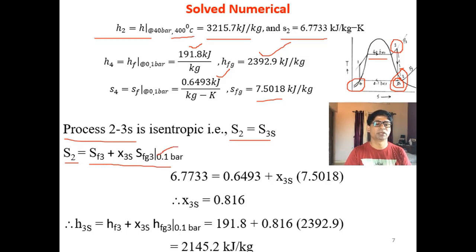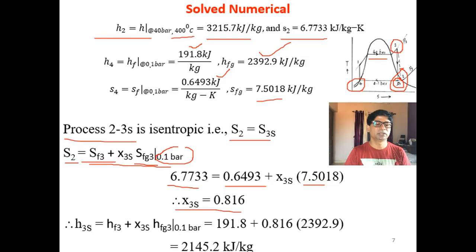It's very important. So this SF and SFG values you have to note down at 0.1 bar, which just now you noted. Okay, so SF at 3 or SF at 4, the value is same because the pressure is same. So S2 is 6.7733 and SF is 0.6493 at 0.1 bar and SFG is 7.5018. So after substitution you will get X3S as 0.816.